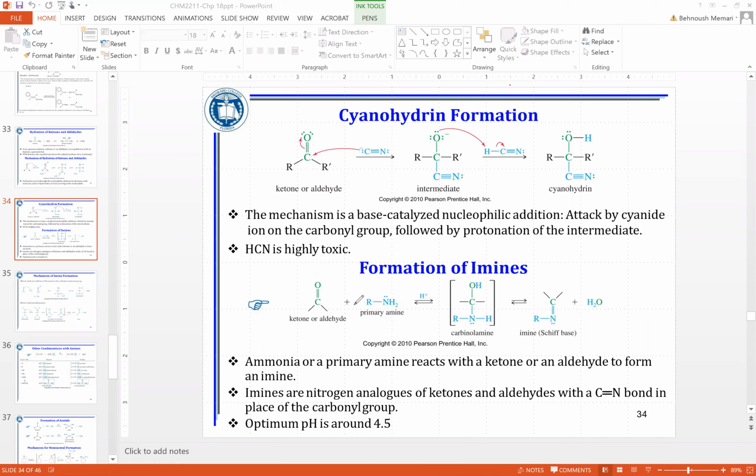With a primary amine or with ammonia, the product is going to be an imine. If you have either ammonia or primary amine, the product is going to be imine. I just emphasized on the "ine", so it's not amine anymore. It's the IMINE. That means you have a CN double bond.